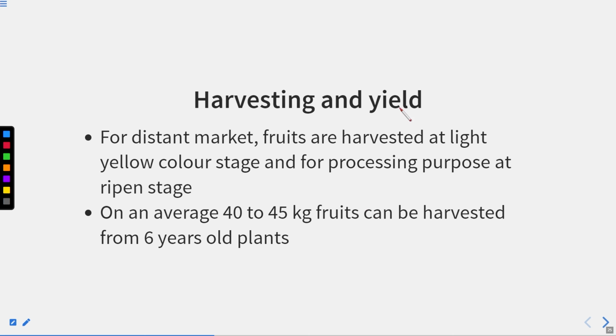For distant market, fruits are harvested at light yellow color stage, and for processing purpose at ripened stage. So once you have to prepare jams and jellies, right? So you should have the ripened guava for that. So you have to pluck or harvest that guava fruit at the ripened stage. But if you are harvesting to take it to the market to eat it raw, then you should pluck it or harvest it at a light yellow color stage.